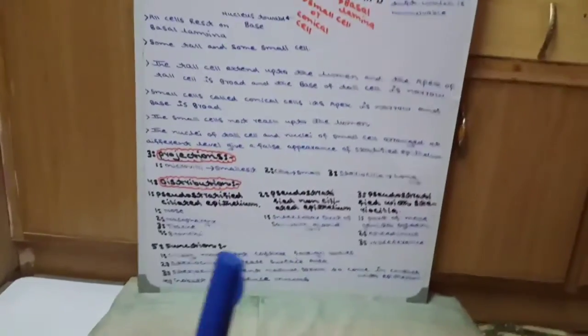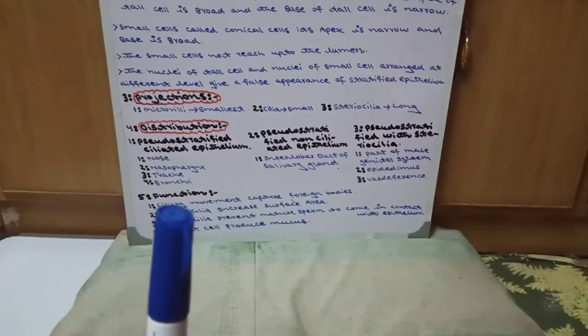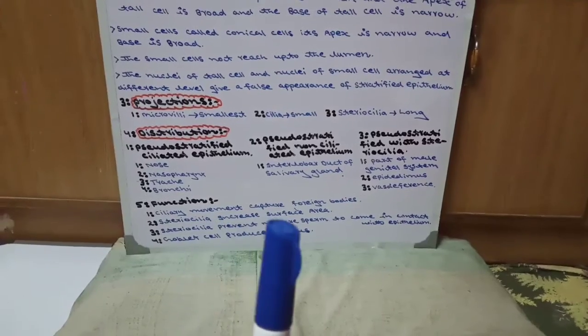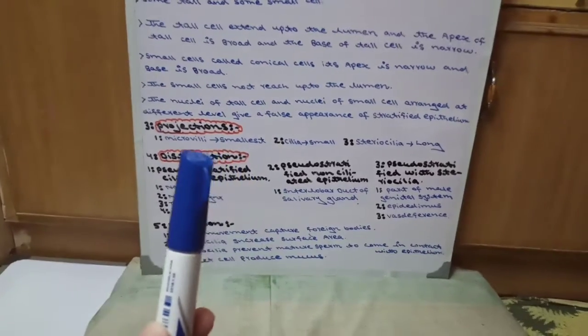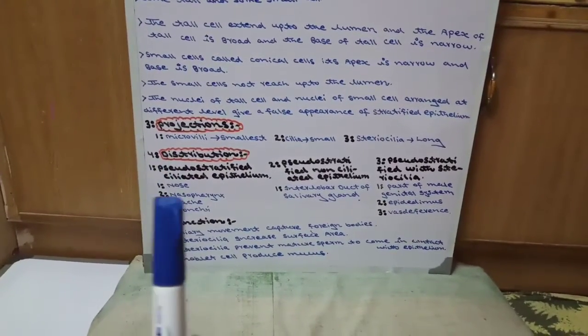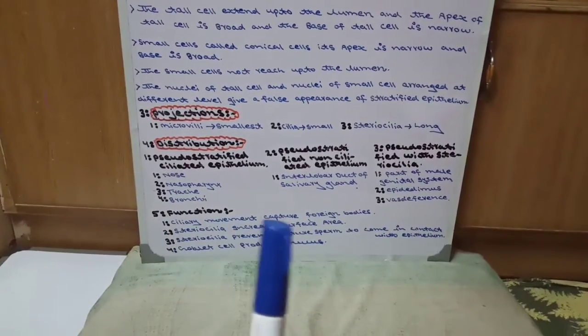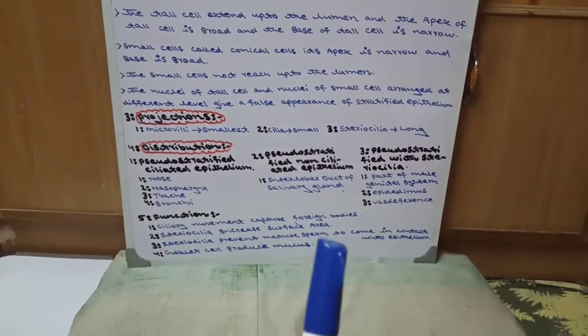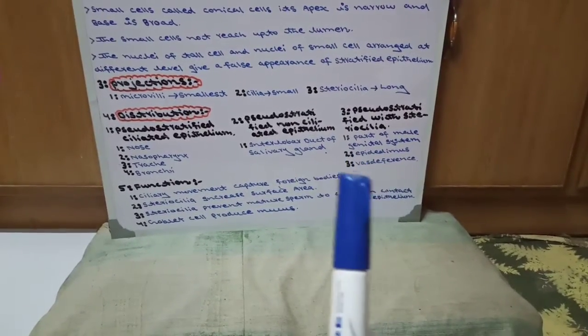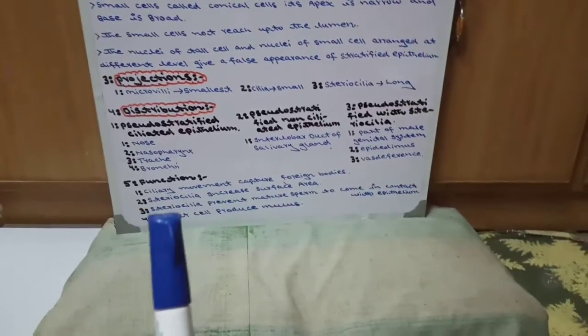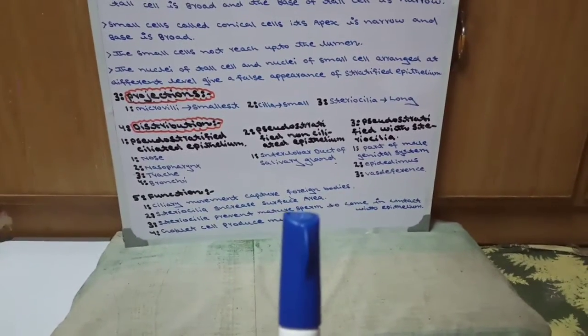Now, after distribution, last is function. Function of pseudostratified columnar epithelium. Number one, ciliary movement captures foreign bodies, like in pseudostratified ciliated epithelium, which lines part of the respiratory system like the nose, nasopharynx, trachea, bronchi. Number two, stereocilia increase surface area, like pseudostratified with stereocilia, which lines part of the male genital system, epididymis, vas deferens.